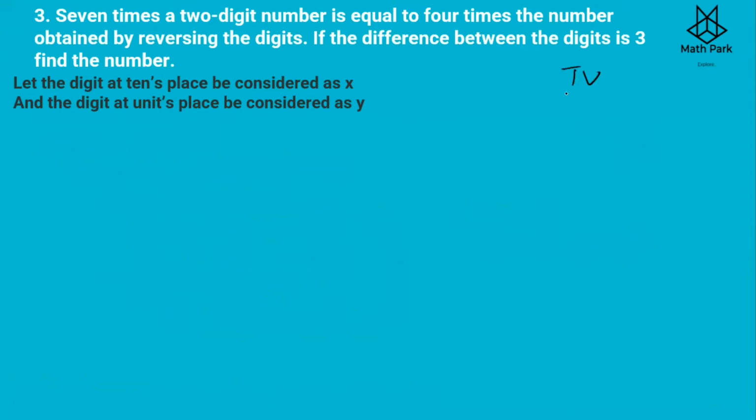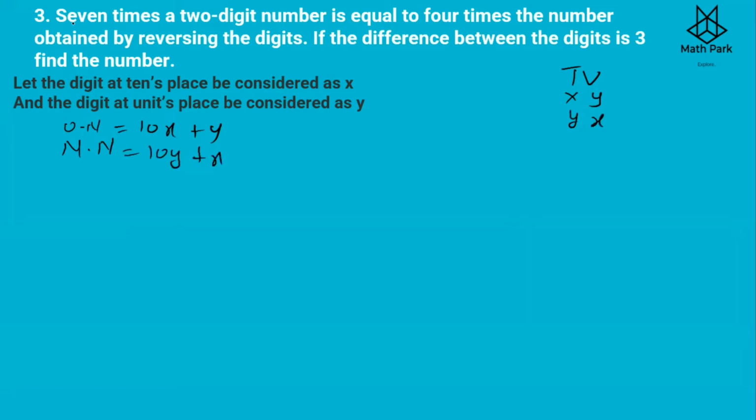So you have tens place is x and units place is y. So what do you get as the original number? We get the original number to be 10x plus y, and the new number, after interchanging the digits, we get as 10y plus x.